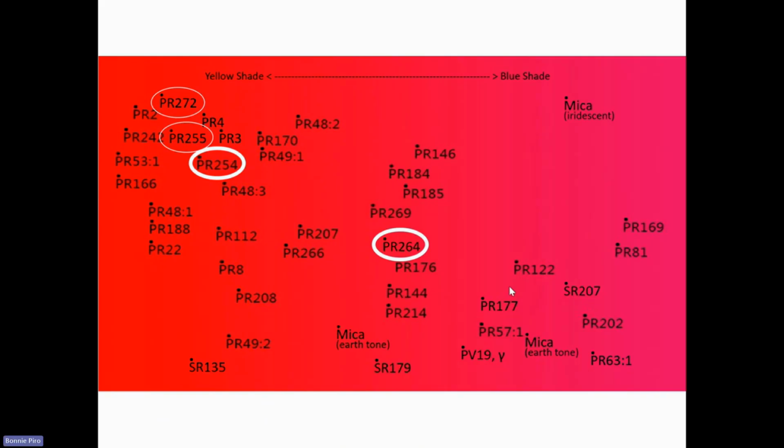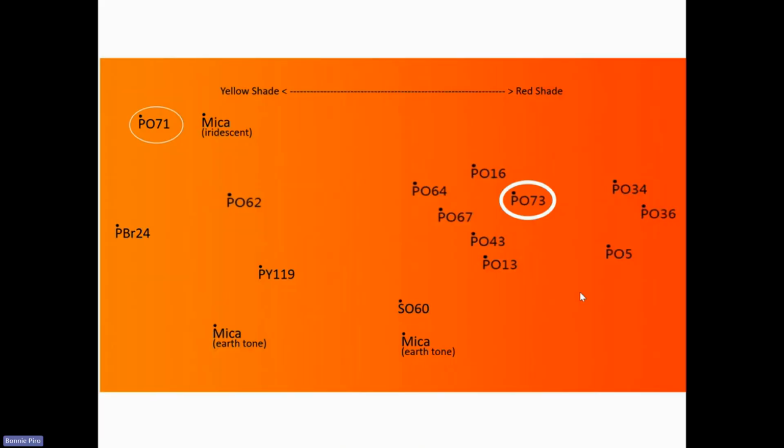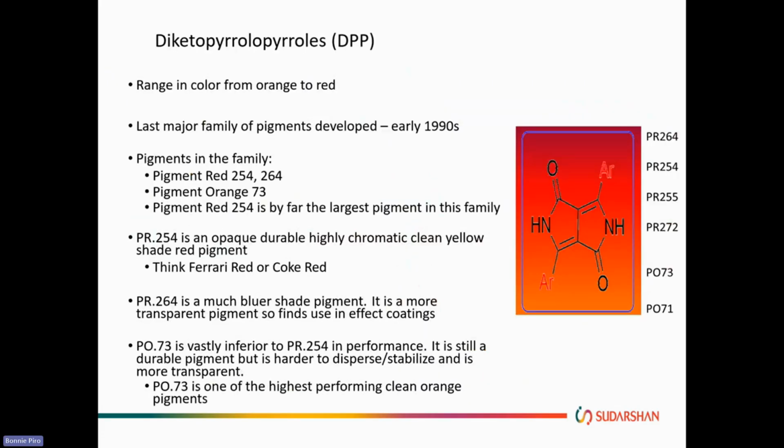And from a Sudarshan portfolio perspective, the bold circled ones are the color indexes that are in our portfolio. And on the orange perspective, there are two. The orange 73 is to the redder side, while the orange 71 is to the very yellow side. So a little bit more about them.